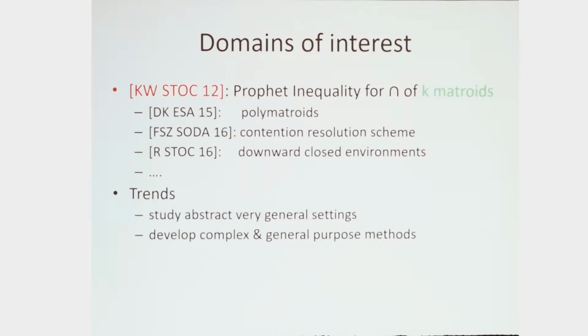But you can see a trend here that people study pretty abstract and general settings. And by necessity, they have very complex, general-purpose methods to achieve these constant approximations for general feasibility constraints. However, you may wonder, what do we actually know about really basic settings?